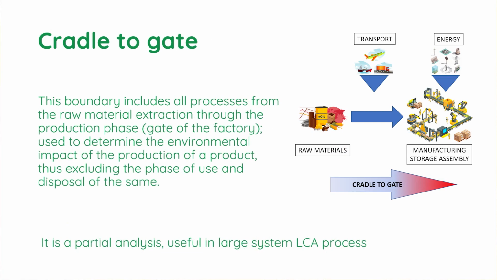When we talk about cradle to gate, this boundary includes all processes from the raw material extraction through the production phase, and it is used to determine the environmental impact of the production of a product. So it excludes the phase of use and disposal of the same.